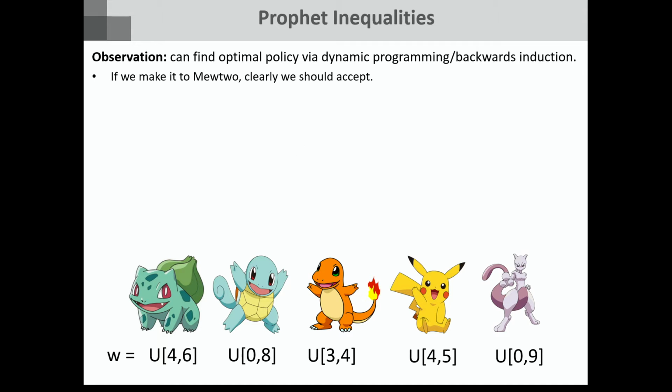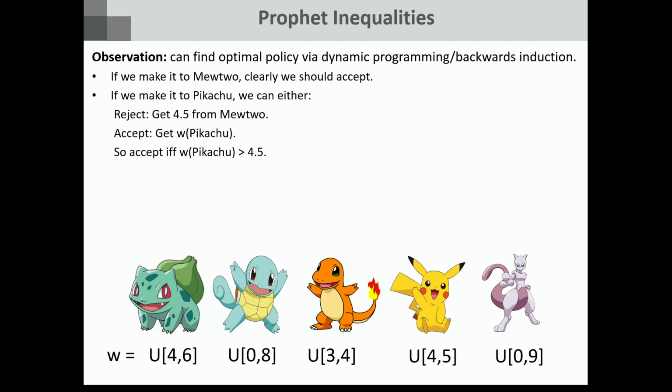Okay, so the first thing that I want to observe is that we can find the optimal policy using backwards induction. Let's see what that looks like. If somehow we find ourselves making it all the way to Mewtwo without having hired a secretary, then definitely we should hire him, right? Because there's nothing we can possibly gain by waiting. So if we make it all the way to Mewtwo, we will hire him and we'll get 4.5 in expectation. Now if for some reason we find ourselves making it all the way to Pikachu, we have two choices. We can either reject Pikachu, and then we'll get 4.5 in expectation from Mewtwo, or we can accept and get Pikachu's weight. So the best decision at this point is to accept if Pikachu's weight exceeds 4.5.